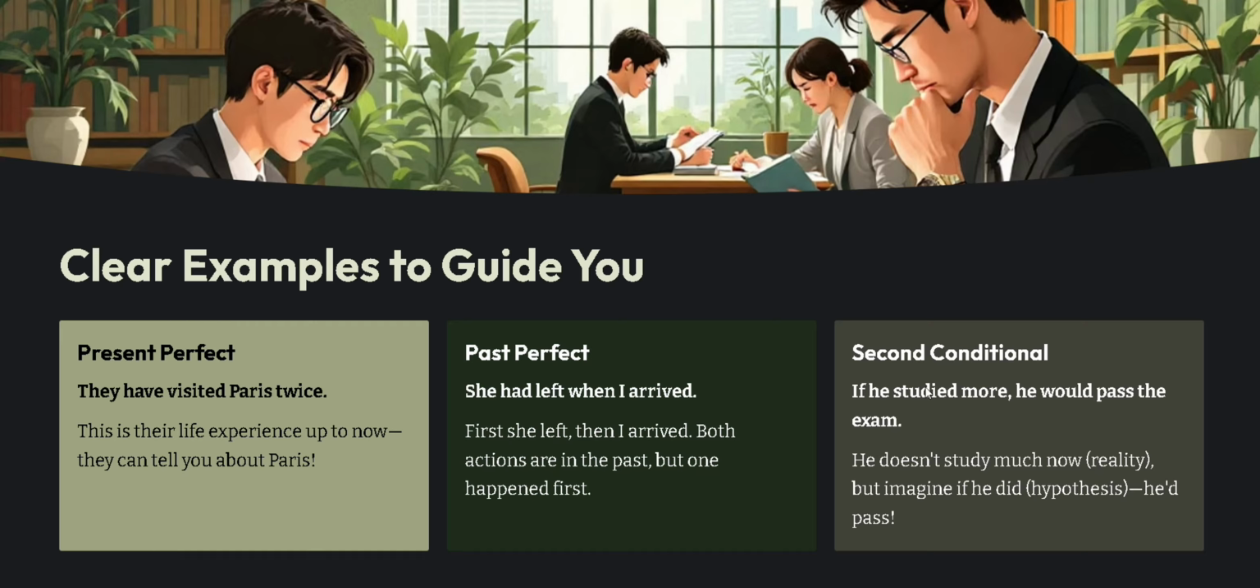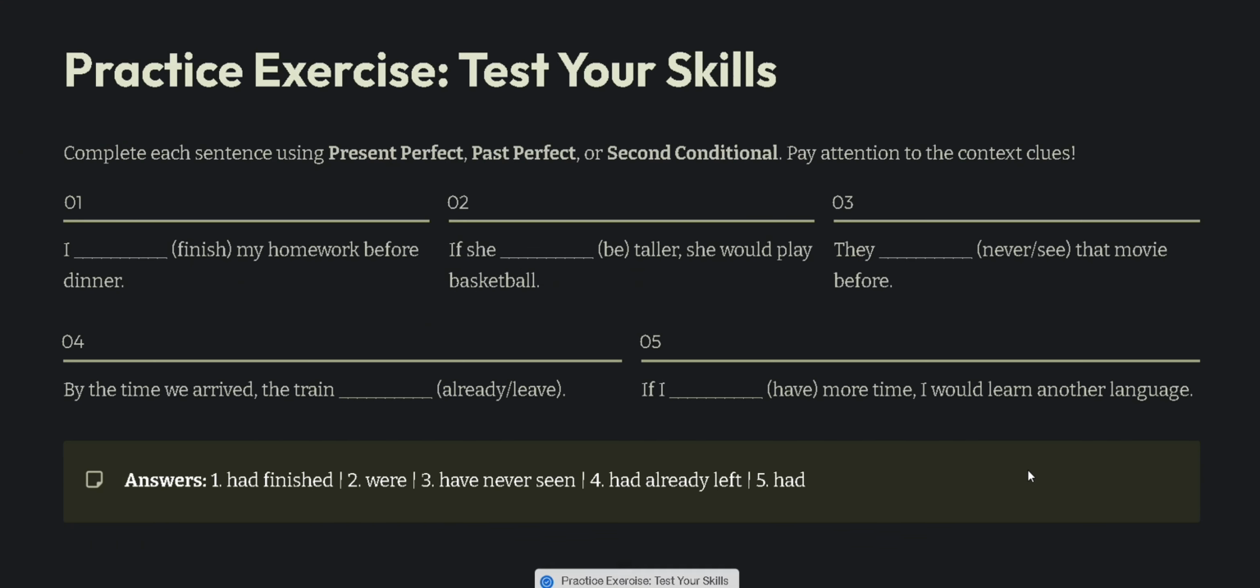And the second conditional, if he studied more, he would pass the exam. So you can understand that he doesn't study much now, that is the reality, but imagine that he did it. Hypothesis or imaginary reality. So he would pass. The idea is that here you can practice and let me know in the comments the answers of these exercises. Take a picture and then solve it in your book.